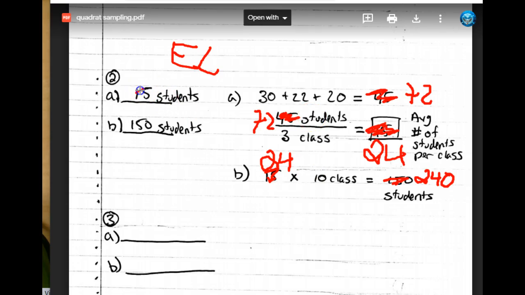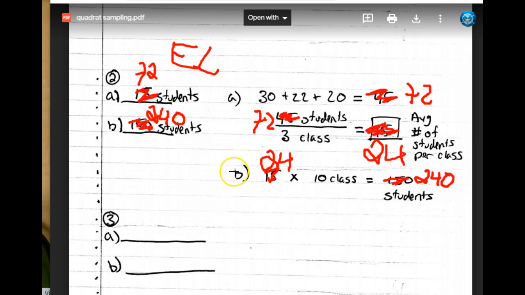So here the average, again, we're going to change this to 72. And we are going to change this to 240 students right there. So let that be a lesson to me to always double check your work. Always double check your work.